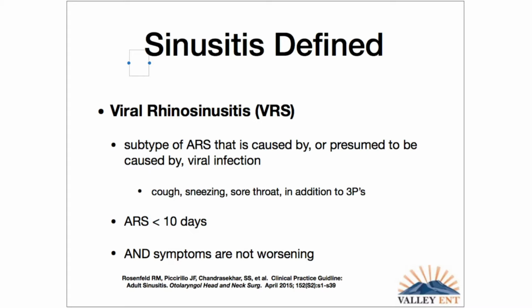Viral sinusitis is a subtype of acute sinusitis that's presumed to be caused by viral infection. These patients can also get some other viral illness symptoms that can clue you into what's going on. The key here is that it's a type of acute sinusitis. That means it's less than 10 days, the viral sinusitis, and generally symptoms are not worsening. Those patients are going to get over their illness in 10 days or less.